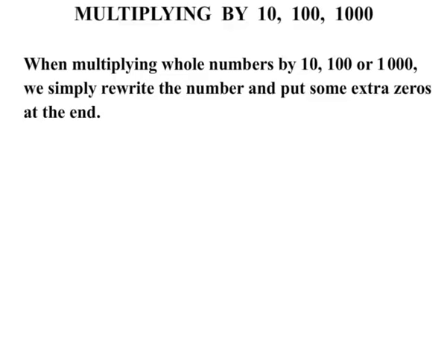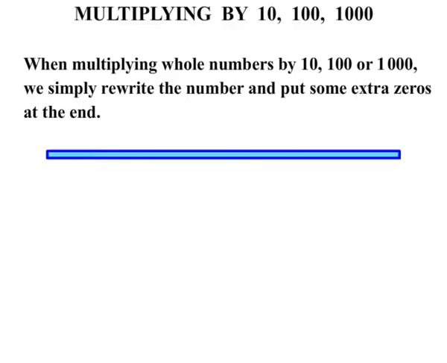Now in this lesson we're looking at multiplying whole numbers by 10, 100 and 1000. Very easy concept here. The rule is, when multiplying whole numbers by 10, 100 or 1000, we simply rewrite the number and put some extra zeros at the end. Well, that seems to be pretty easy.